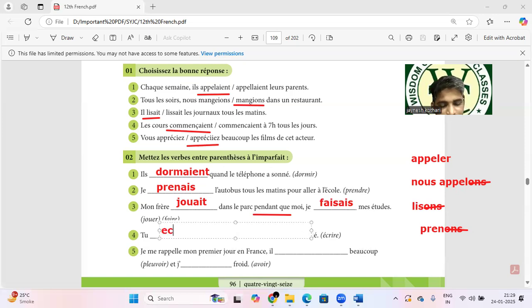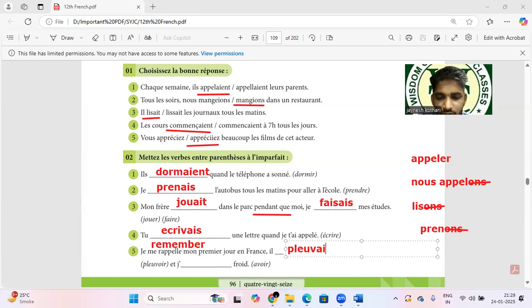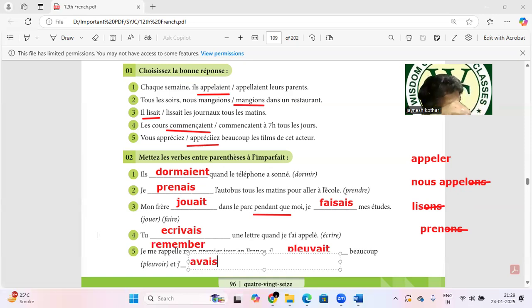Fourth one. Tu écrivais. You were writing a letter when I called you. And last, I remember my first day in France. Students, je me rappelle, okay? Me rappeler is remember. I remember my first day in France. Il pleuvait, P-L-E-U-V-A-I-T, il pleuvait. It was raining a lot and I was feeling cold.